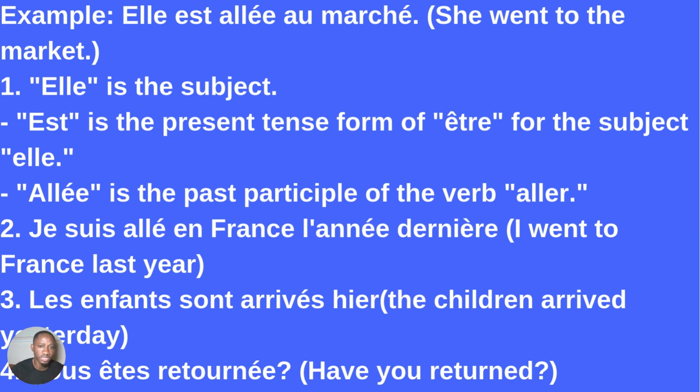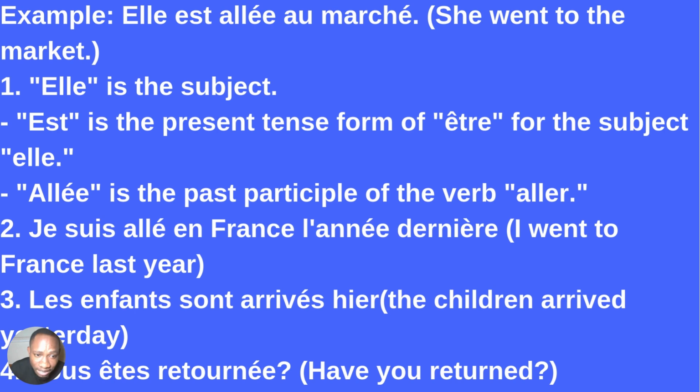Je suis allé en France l'année dernière. I went to France last year. Now, les enfants sont arrivés hier. Les enfants, the children, arrived yesterday. Obviously, if you replace les enfants with a pronoun, it will be ils, which will be ils sont, right? That's why it is les enfants sont arrivés hier.